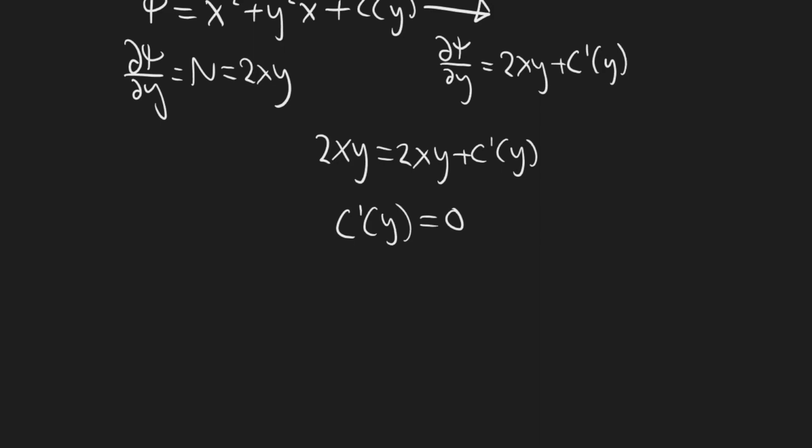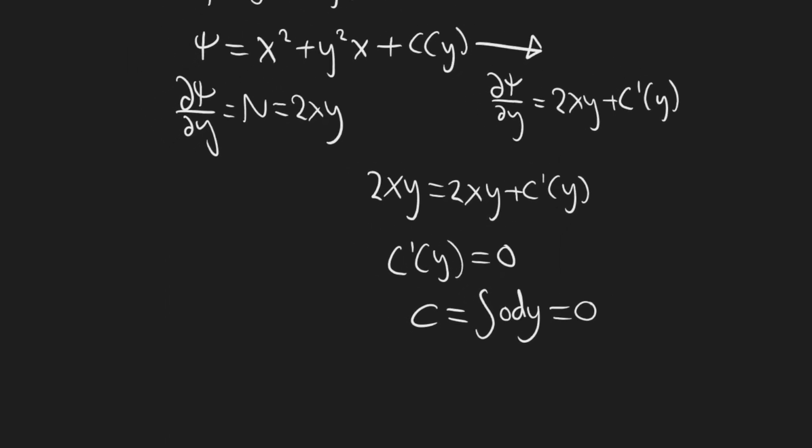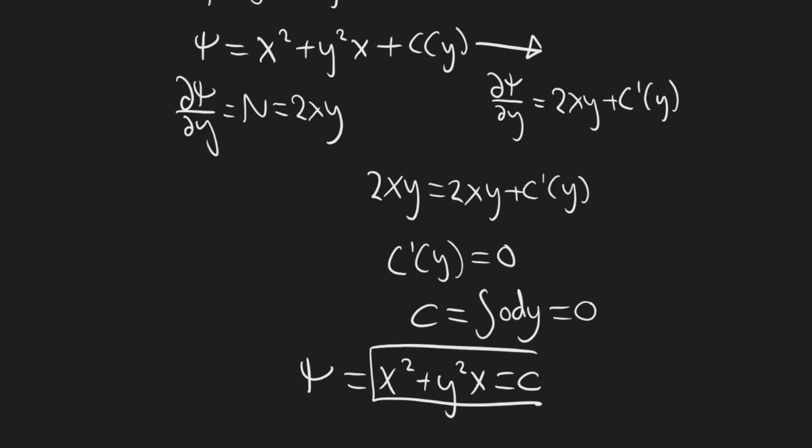Or here, I'll write that in a better way. C equals the integral of 0 dy, but of course this just equals 0, and remember we're going to write the constant later. So now we know that c was actually 0 the whole time, and we know immediately that psi is just x squared plus y squared x. So that means that our final answer is x squared plus y squared x, and then it's convention to set that equal to the constant instead of finding it here. And then that's going to be our final answer.